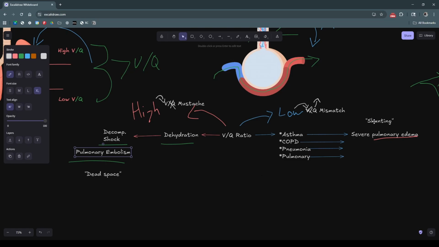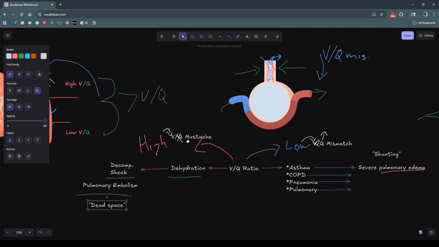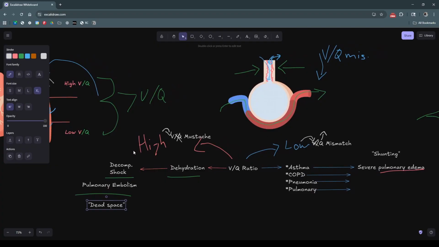And so, much like we have shunting in an extreme case of low VQ mismatch, we refer to this as dead space in a high ventilation, low perfusion, much like our physiological dead space, where we're having ventilation in our trachea and bronchi, but no perfusion there because they just don't have vasculature and nothing's going across the alveolar walls. So, TLDR in a nutshell, this is what shunting and dead space refer to, and why our VQ mismatch ends up killing us.